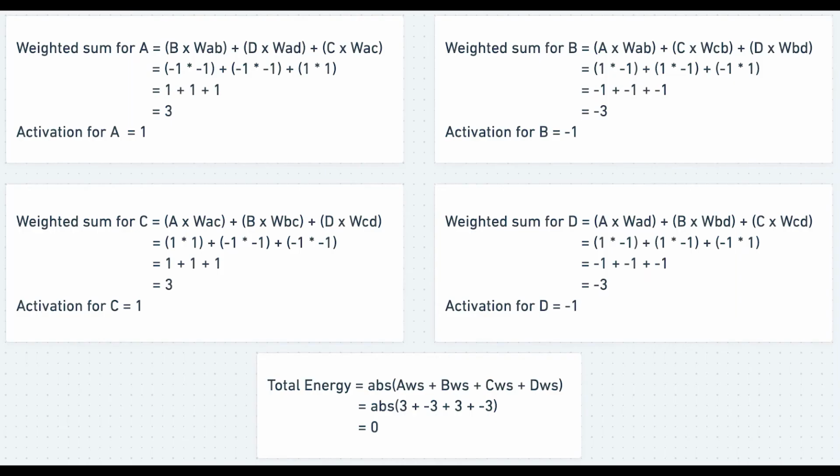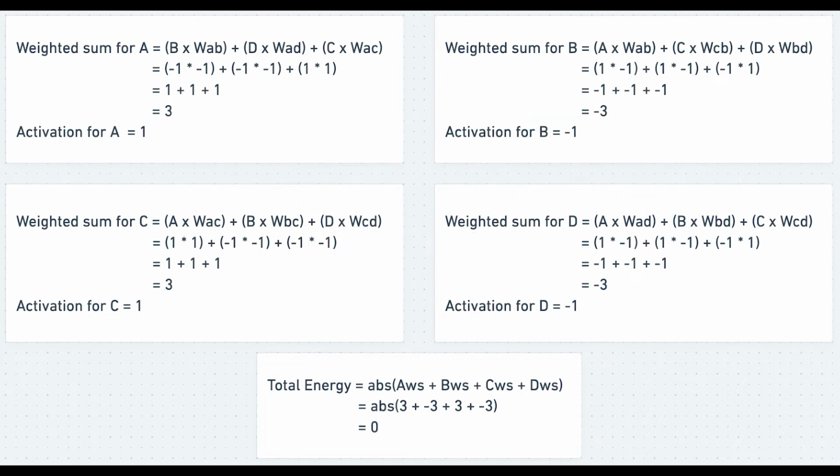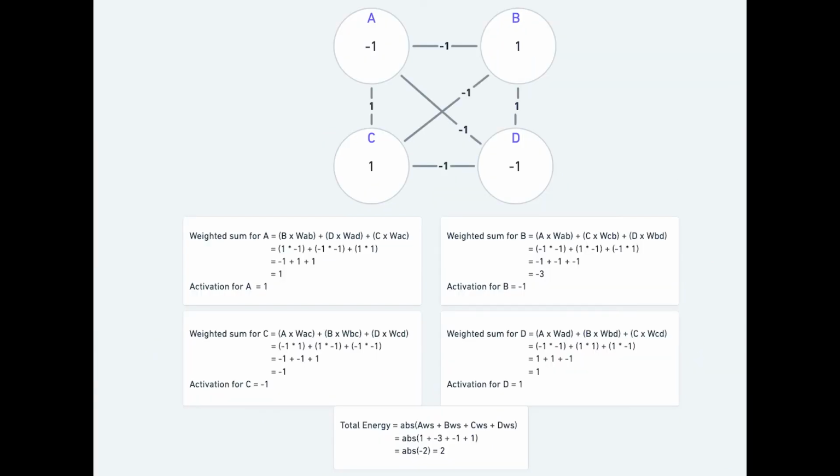To calculate the total energy of the network, we take the absolute value of the sum of each of the neurons' weighted sums. In this instance, the current total energy is 0. Note that at each evolution step, the energy can never rise. It will only be lowered or remain the same. Let's initialize a new network with the same weights but different neuron values for nodes A and B. The network's total energy has risen to 2, and it's also now in an unstable state.